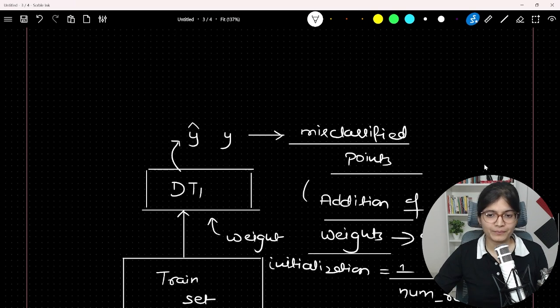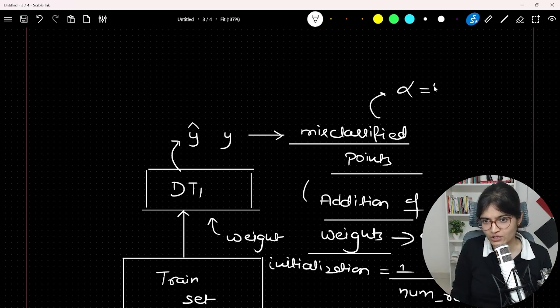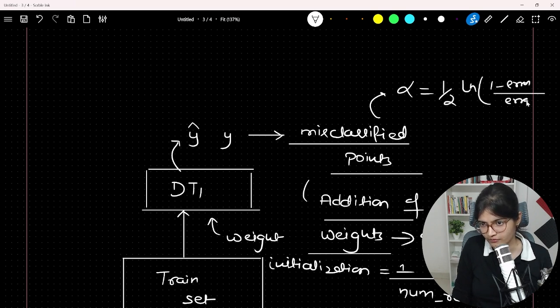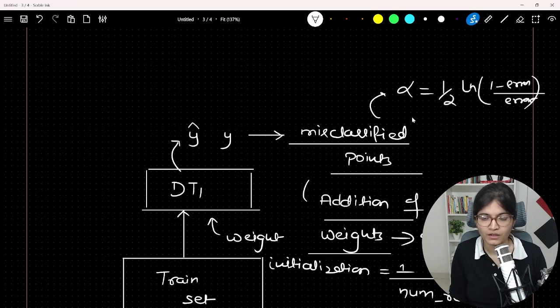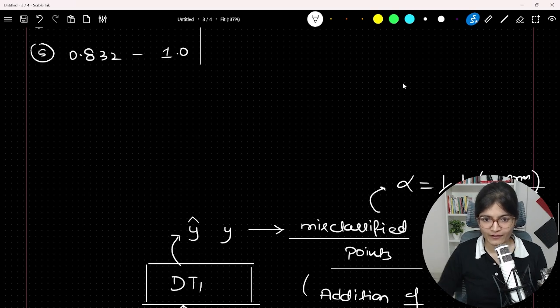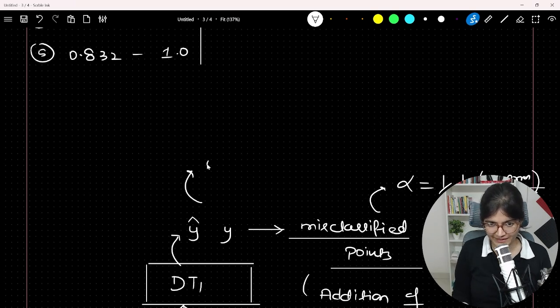Now, once we get an idea of the error, we will see the value of alpha, which is 1 by 2 logarithmic of 1 minus error divided by error. Why is that so? Because of that curve which I have just now explained to you. Once we get that value of alpha, we will update the weights. Next task is to update the weights.